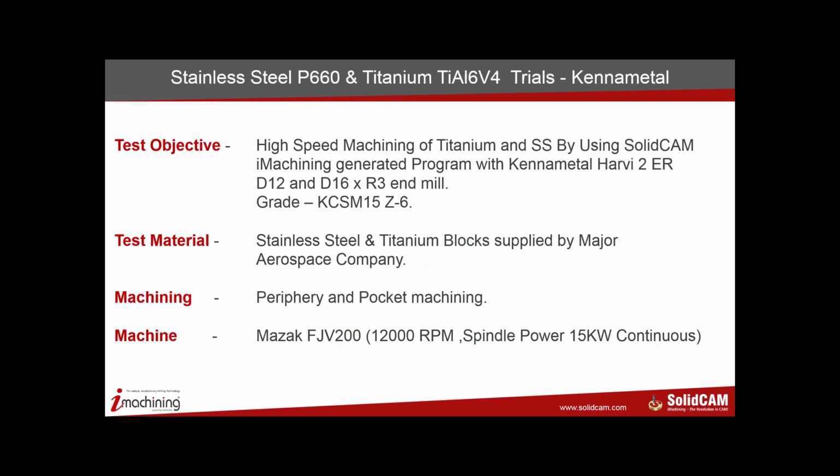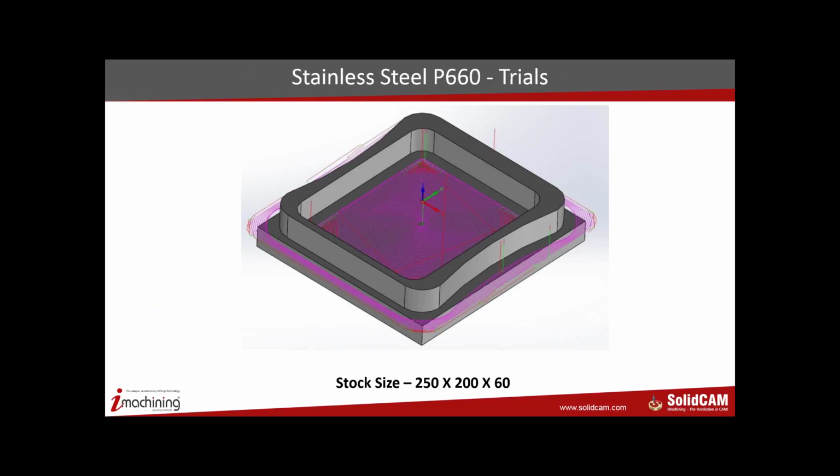Let me also share with you what we did with Kennametal, with stainless steel and Ti-6Al-4V, the titanium alloy trials. They wanted to measure basically the tool wear. That was the goal. They wanted to check how the tool wear happens. And the machining was a periphery and pocket, and they used 2 materials, stainless steel and titanium. This was the stainless steel part, a pocket and a periphery that was machined.